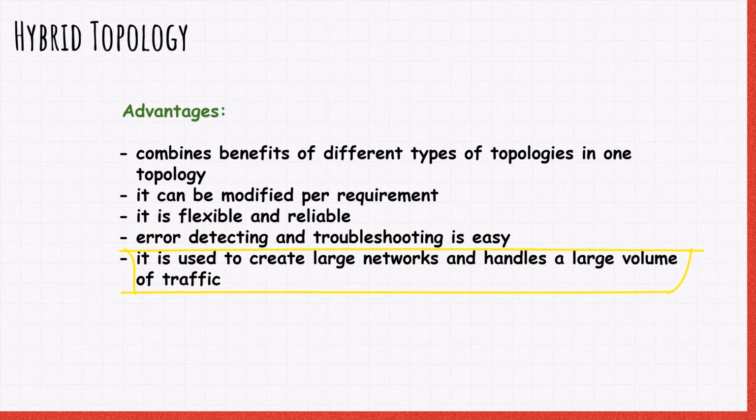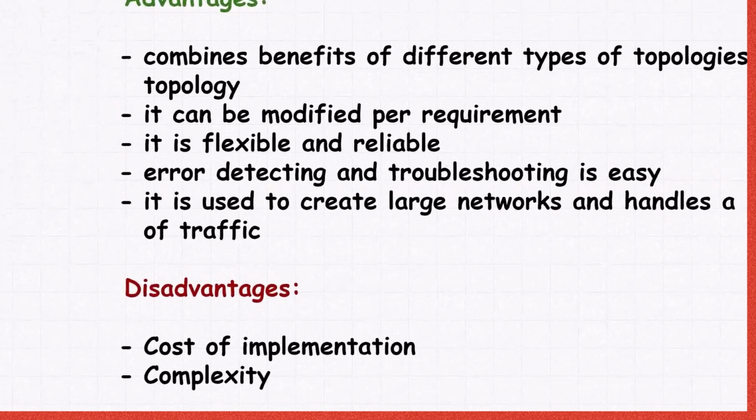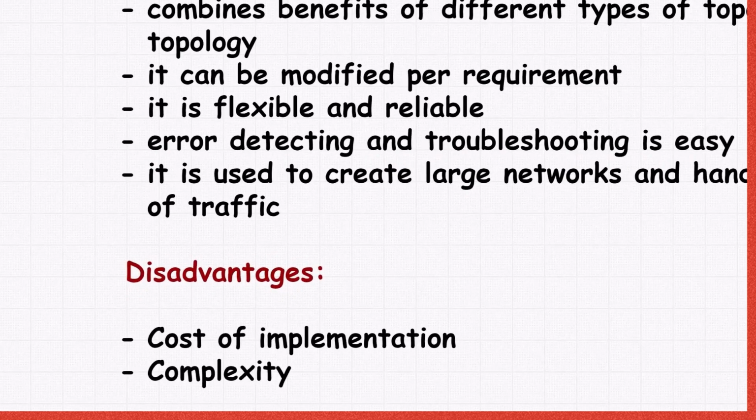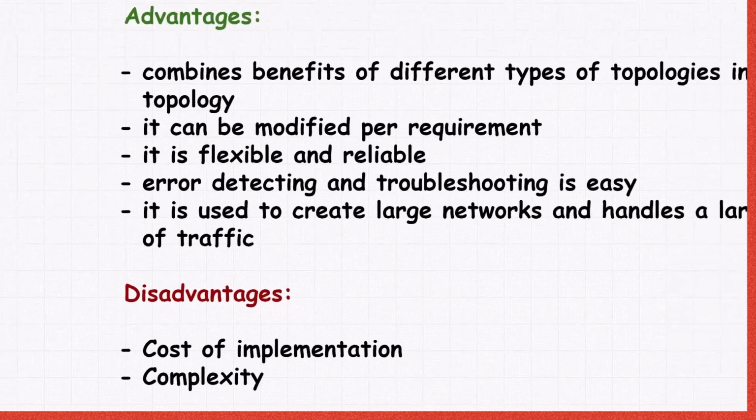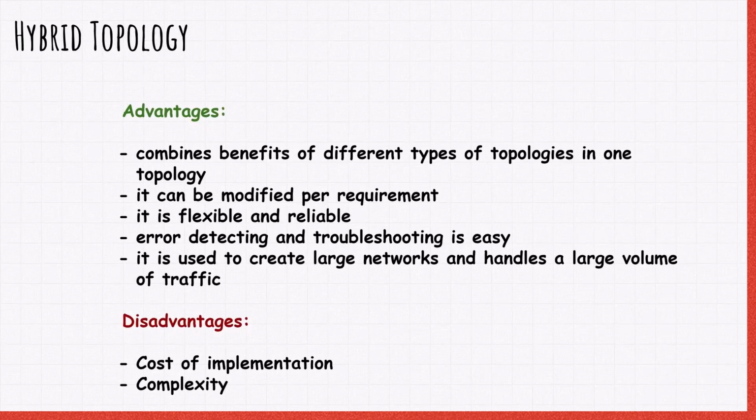However, the two main disadvantages of hybrid topologies would be cost of implementation and complexity, since managing and maintaining a hybrid network can be complex, as it involves dealing with multiple topologies and ensuring their seamless integration. And logically, the cost of implementing a hybrid network can be higher than using just a single topology due to the combination of different components needed.